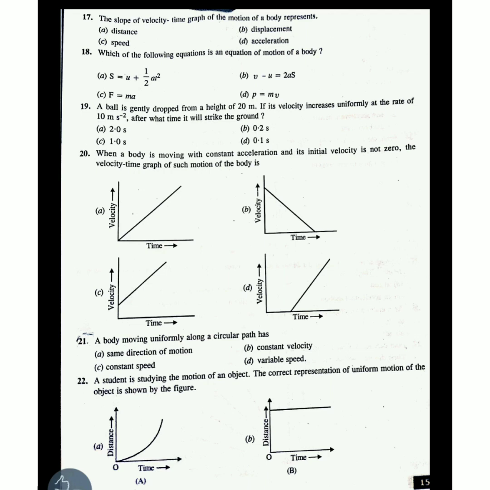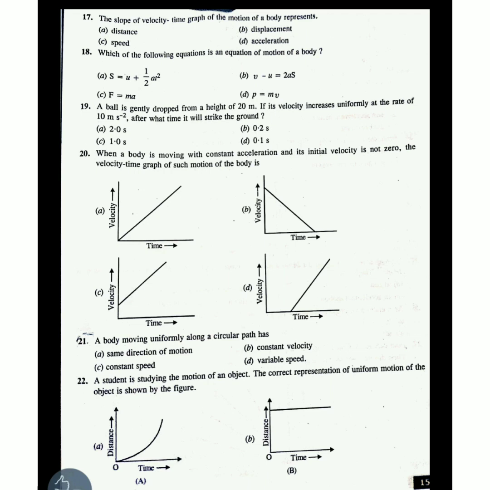Next, a student is studying the motion of an object. The correct representation of uniform motion of the object is shown in the figure. Find out which option is shown. Two are here and two will be shown on the next page. Let's see them, and you have to find out which option is correct, and at last you can verify your answer.